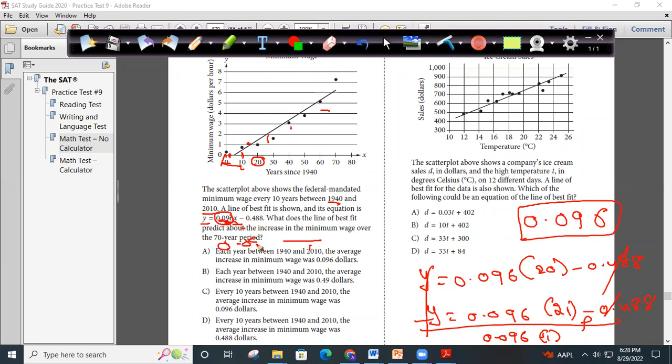0.096 is the slope. What does this represent? Every 1 year, the change in the minimum salary is 0.096. So the minimum salary is increasing by 0.096 each year from 1940 to 2020. That is the answer. So which option is that? A for Agra. The option with every 10 years is a trap answer.